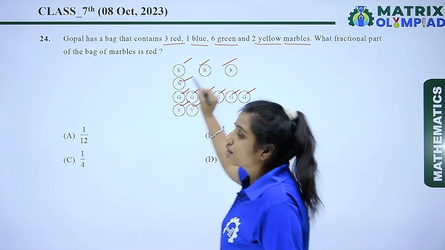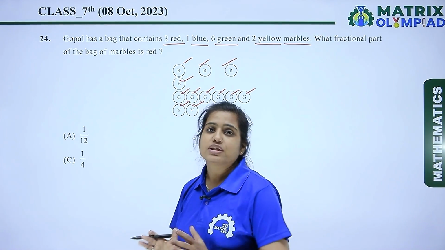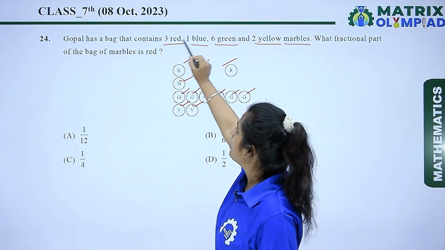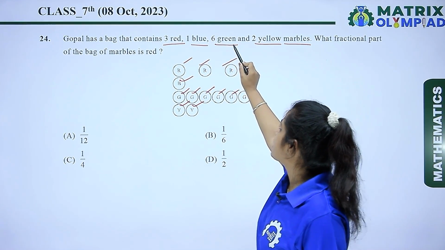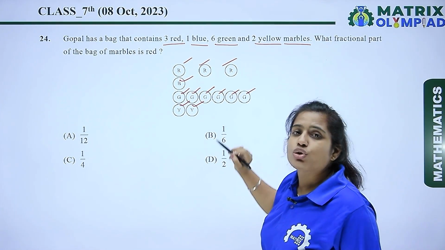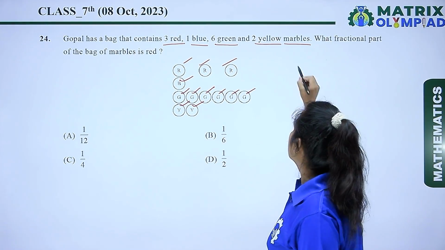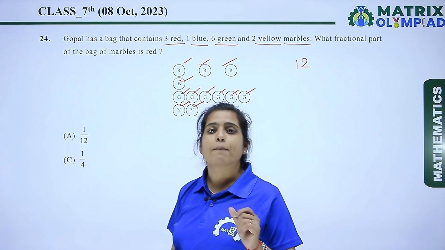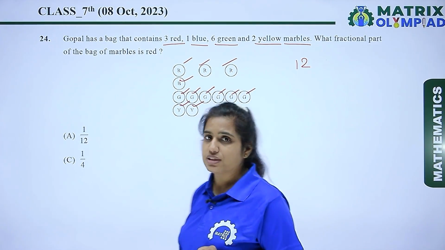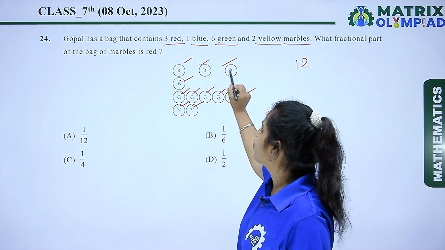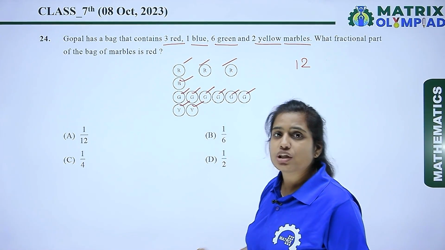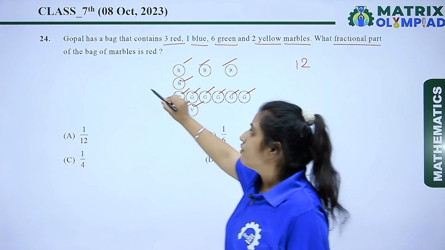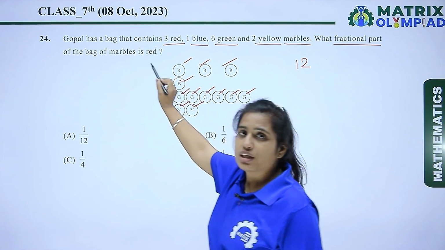So here, let's calculate how many marbles are there in the bag. So the total marbles in the bag are 3 plus 1 is 4, 4 plus 6 is 10, 10 plus 2 is 12. So the total number of marbles present in the bag was 12. Now we have to find out the number of red marbles. So here red marbles are 3. So according to the question, we have to write down the fractional part of the bag of marbles that is red.